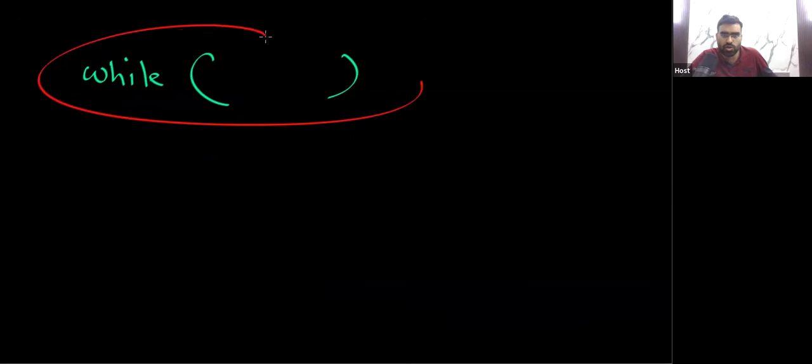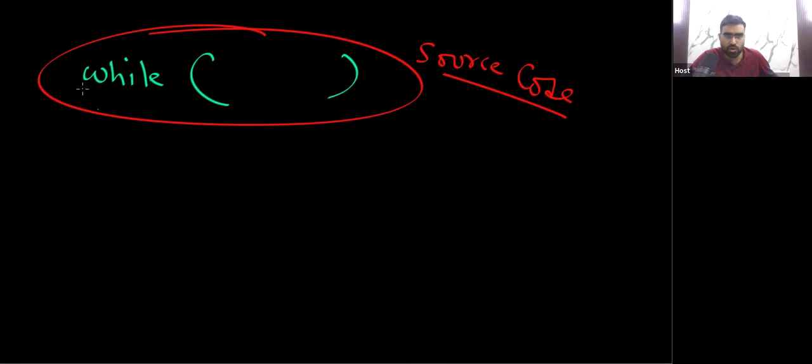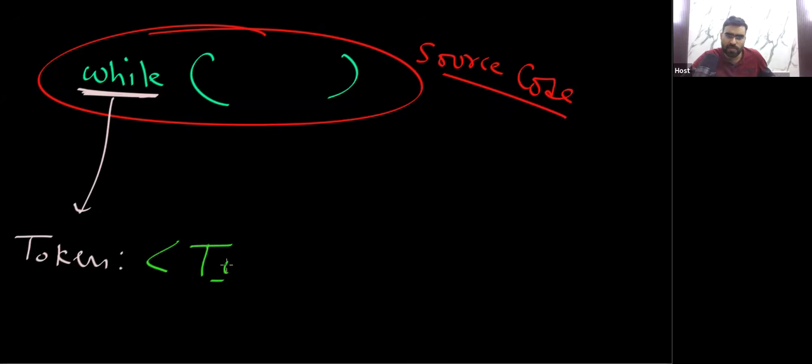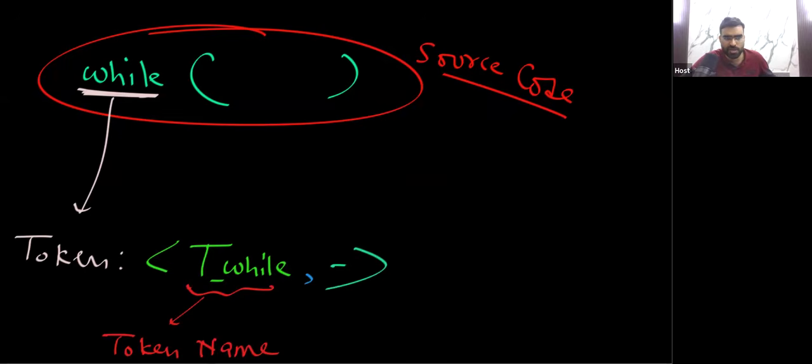Let me know. For example, if you have this while, let's assume something. Now you can see this is your source code, right? In this source code, a token will be generated for this. Agree? This is a keyword in the C language, so the token name you can give is T while. This is the token name. Please understand, T while is the token name, and there is no attribute. You don't need any attribute.